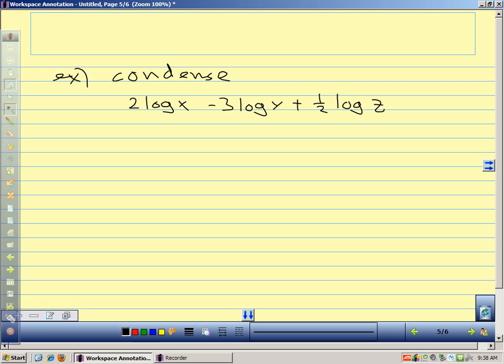So what's the first thing that we can do here? Anybody have an idea? Raise them. We have numbers multiplying, so we're going to turn those into exponents. So this is going to be log of x squared minus log of y to the 3rd plus log of z to the 1/2.